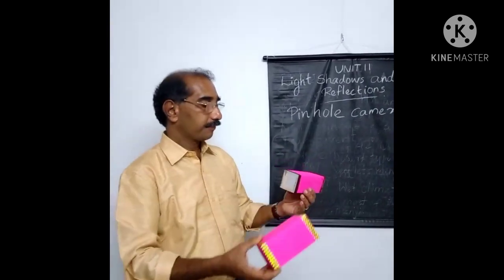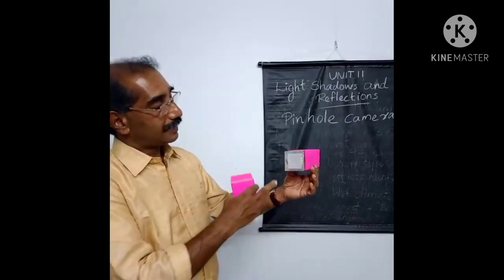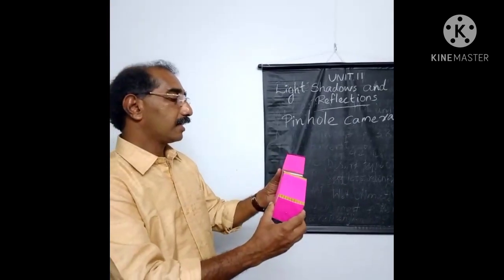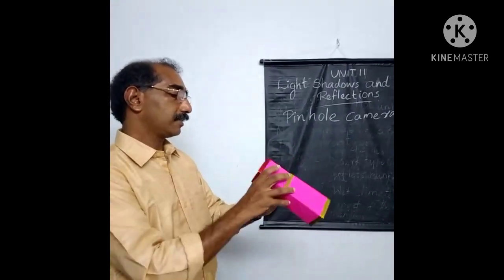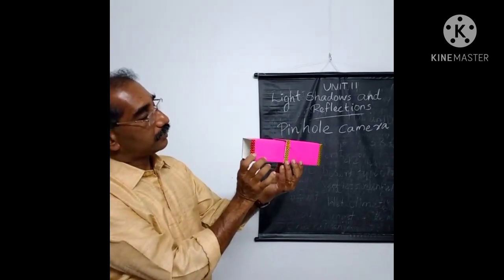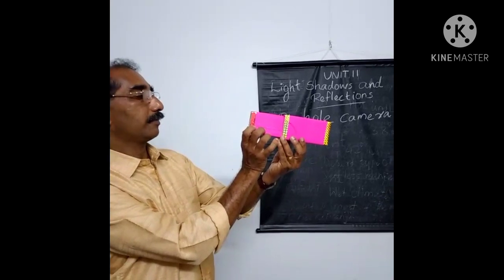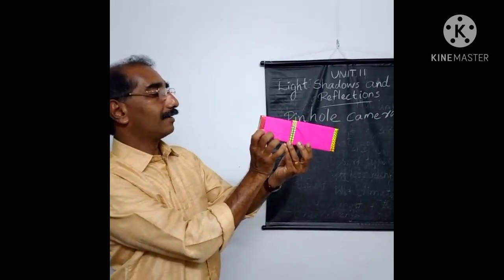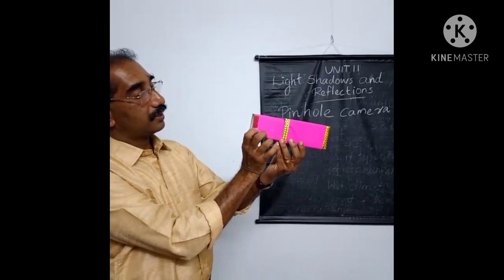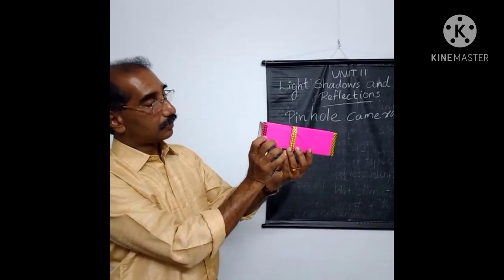Right. This device is called a pinhole camera, and you can get a beautiful picture here on the screen, and you can adjust the focus. You can push it inward or outward till you get a clear picture. Right. And this will not work at night. It will work in daylight. You can get sceneries, trees, hills and other scenes on the screen.